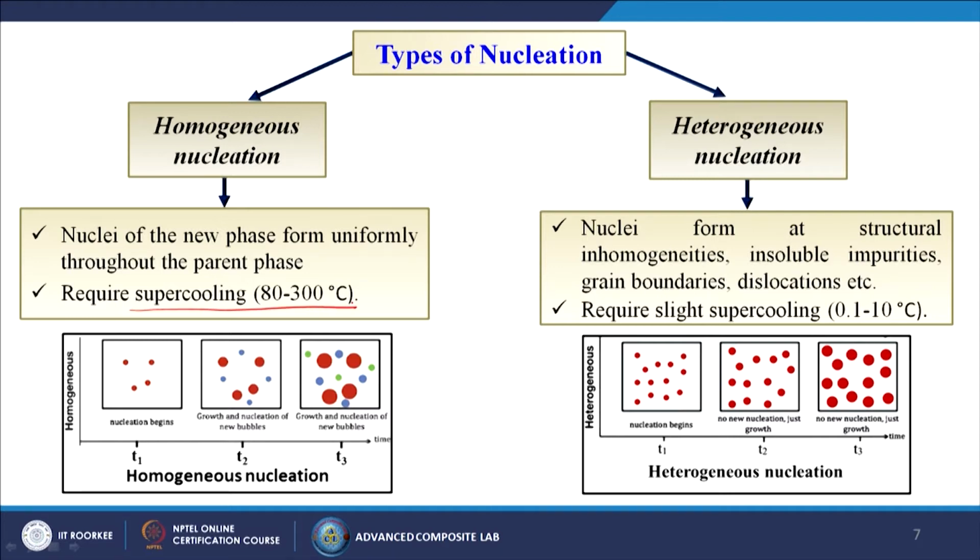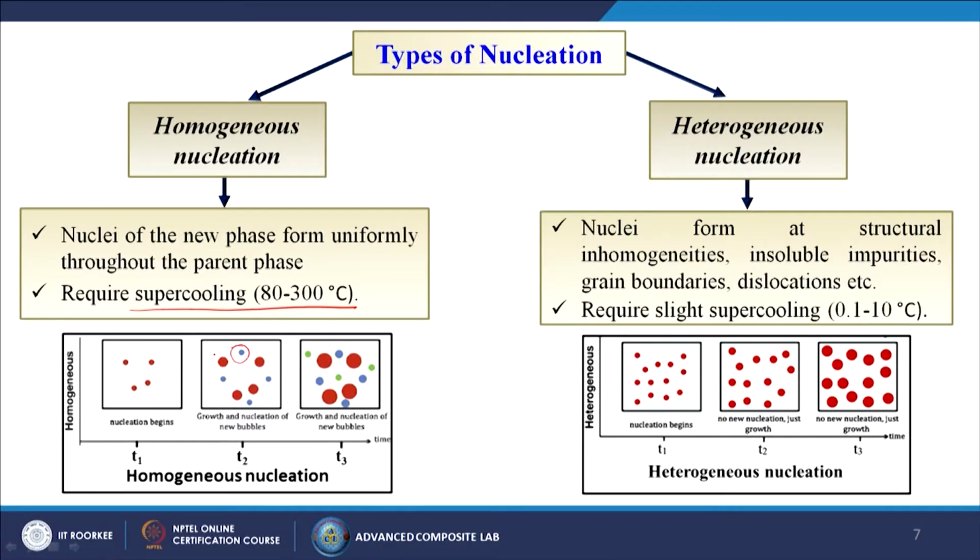From this image you can understand that at time t1 the nucleation begins, meaning small particles or atoms have formed, and then after that growth and nucleation continue. Whatever has formed earlier becomes bigger and bigger, and also some new atoms are still forming. This is why it is called homogeneous. At last, growth and nucleation of the new bubbles continue at higher time also.